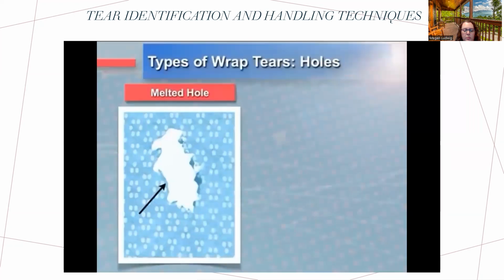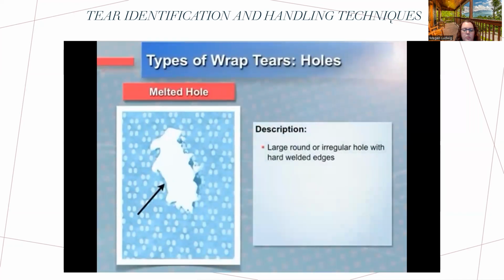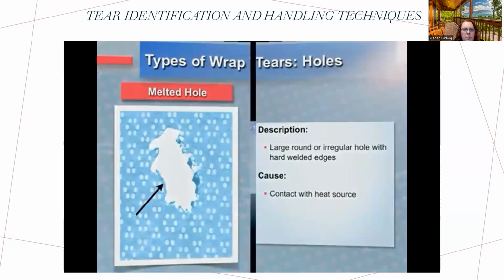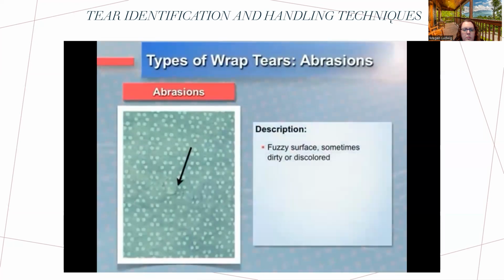Another type of hole is a melted hole. This is a large, round, or irregular hole with hard welded edges. A melted hole may be the result of the wrap coming in contact with a heat source, such as a hot instrument in a tray that hasn't been allowed to cool sufficiently, or contact with a light bulb in a storage area.